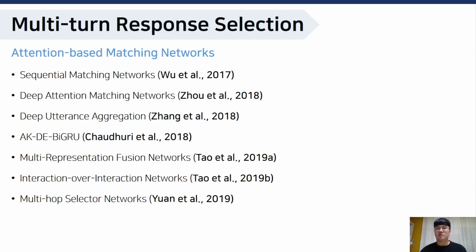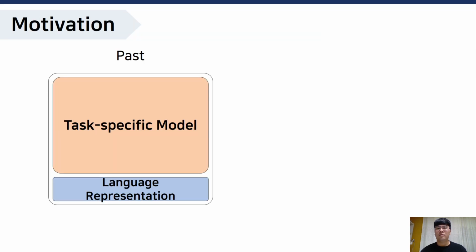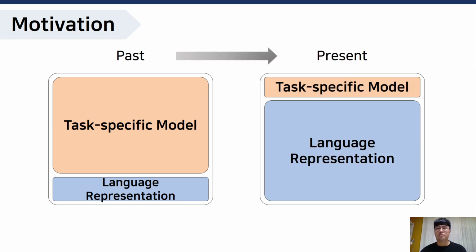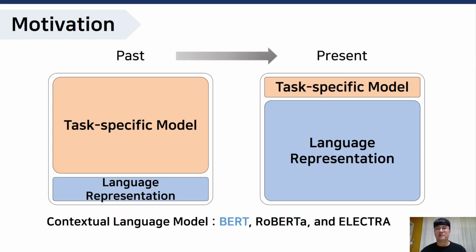For the last few years, many researchers mainly utilized attention-based matching networks. All these methods focus on building task-specific models. However, recently, pre-trained language models such as BERT, XLNet, and Electra have shown great performance improvement in various natural language processing tasks compared to task-specific models. Therefore, we also adopt a contextual language model, specifically BERT, in this work.